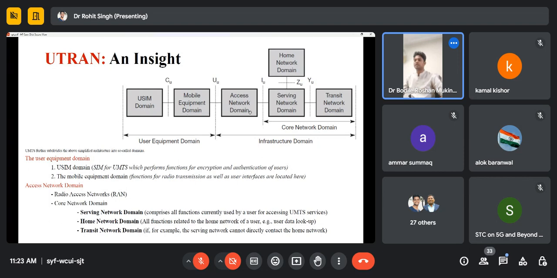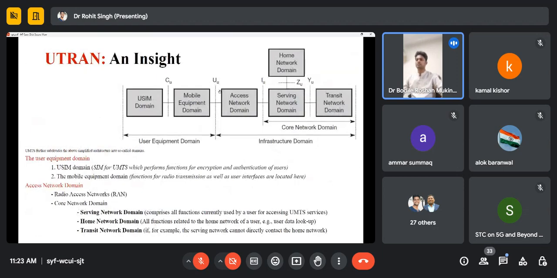The next one is the serving network domain, or we can say the core network domain, which also contains the home location register and visitor location register with some new names.